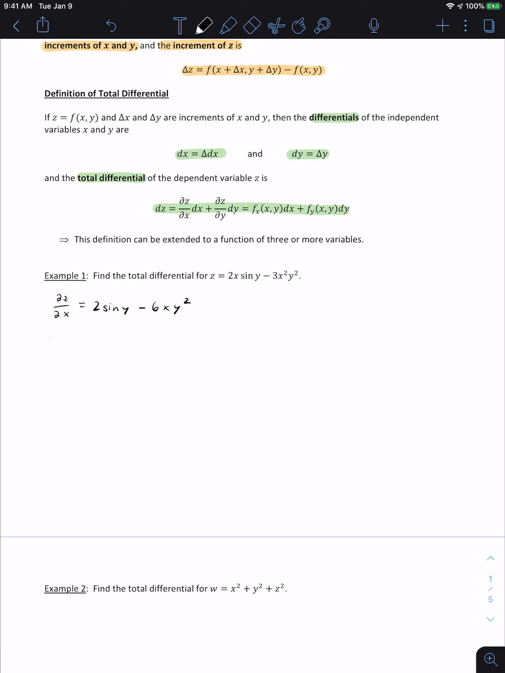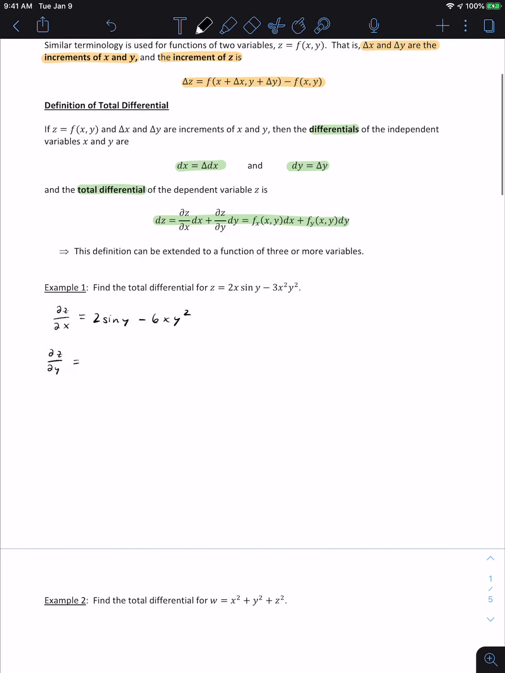And then if I were going to do the partial derivative of z with respect to y, now my x's are constant, so I'd end up with 2x as the constant and sine of y as the function that I'm looking at here. So the derivative of sine is cosine, so I get 2x cosine of y minus 6x squared y.